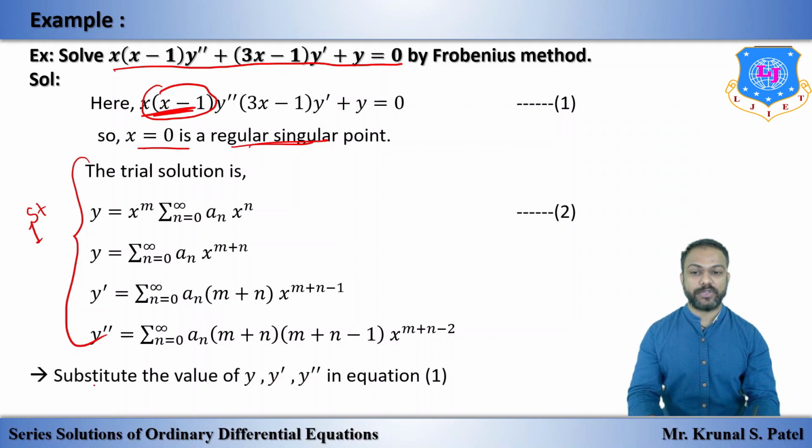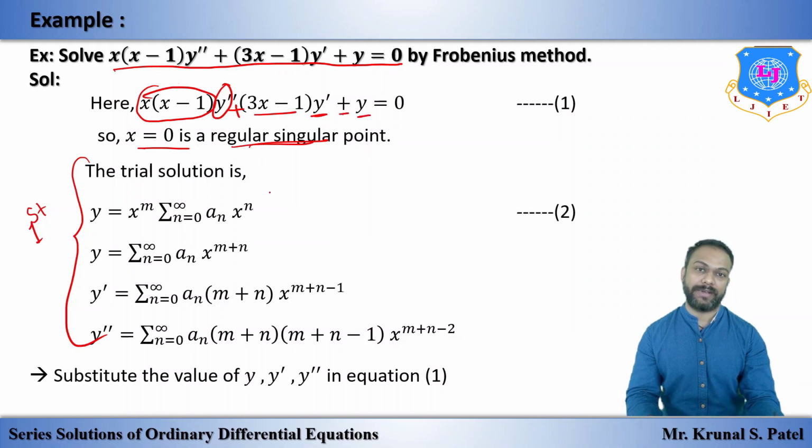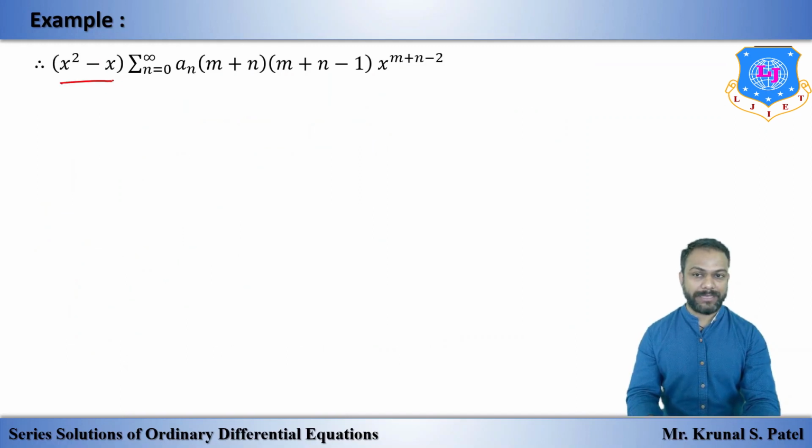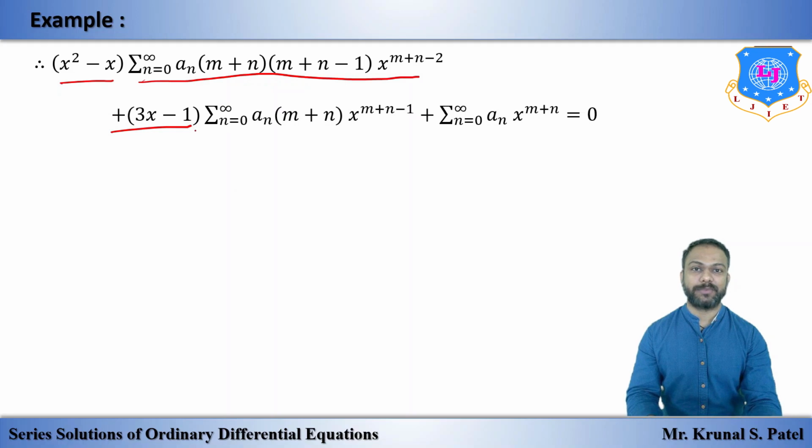Now the second step is to substitute all these values in equation number 1. So we just have to substitute the values. This term as it is, we will put y double dash, plus this term as it is, y dash, this term as it is, and y. Okay, if we expand this bracket, we have x square minus x. So we have the first term x square minus x as it is, this is our y double dash, plus 3x minus 1 as it is.